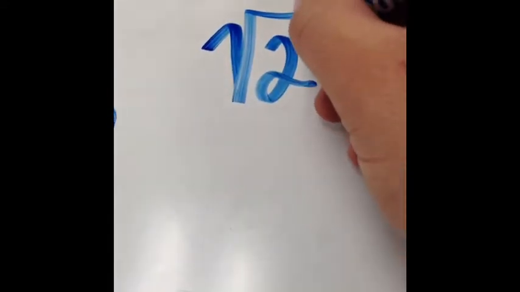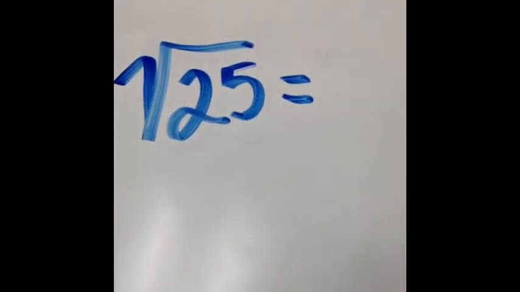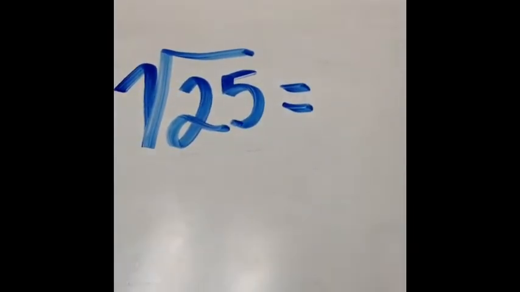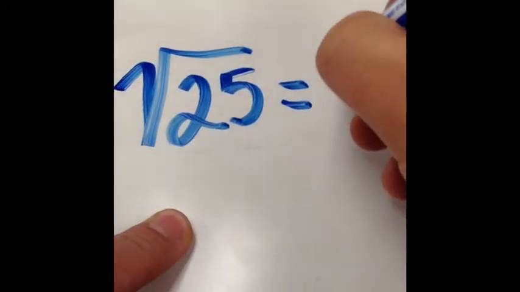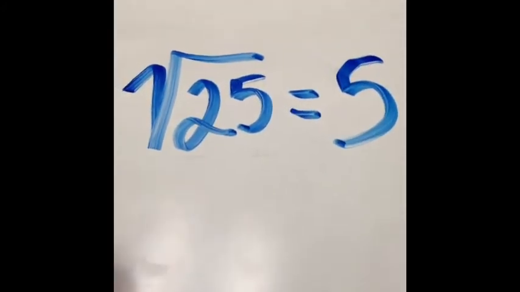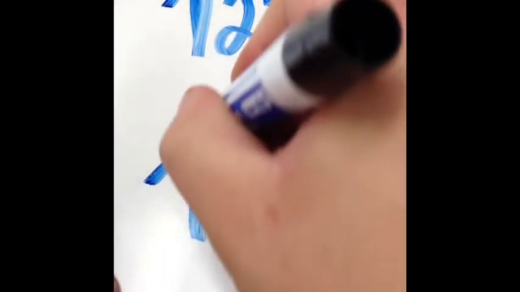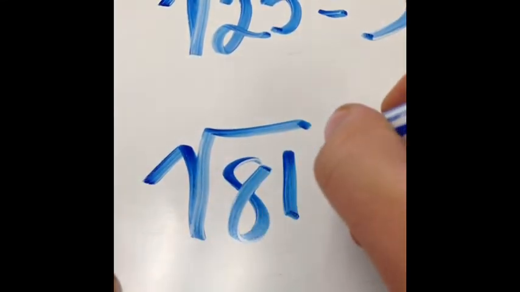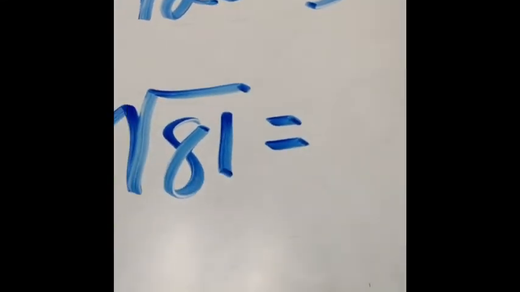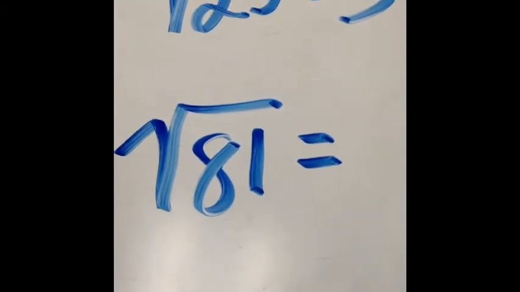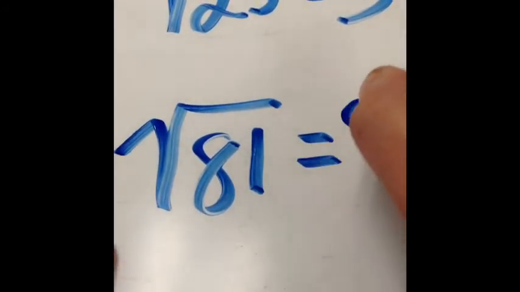Let's try just a couple more so we're clear. What is the square root of 25? What number times itself is 25? The answer is 5. Last one. What is the square root of 81? What number times itself is 81? Answer is 9.